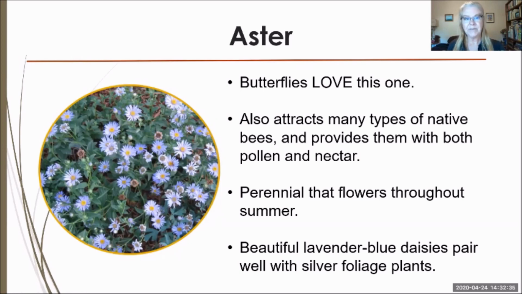Okay, the first one we have is aster. Beautiful plant. Butterflies love this plant. It also attracts many types of native bees and provides them with both the pollen and the nectar. This is a perennial that flowers throughout summer, and the flowers are beautiful lavender blue daisies, and I've seen it pairs really well with plants that have silver foliage. Really cool looking.